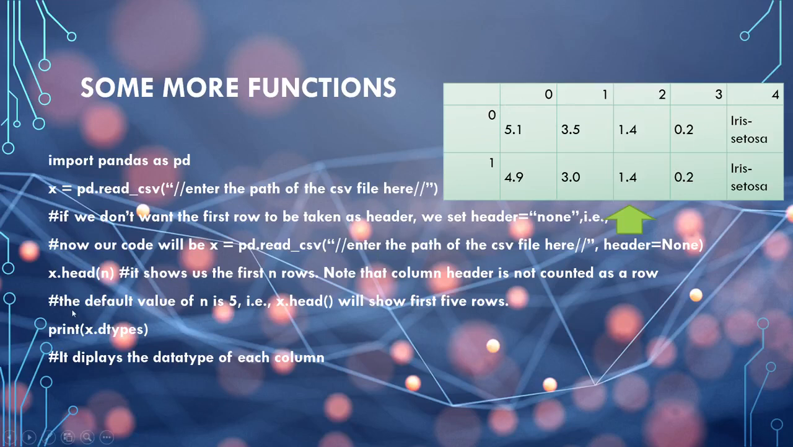The default value of n is 5. Note that there is also another useful function, x.head(n). It shows the first n rows and the column header is not counted as a row. The number of rows will reduce to 149 if it was 150 earlier. So the default value of n is 5, that is x.head, and if we write nothing here, it will show the first 5 rows. I will also show you what output it gives in the next slide.